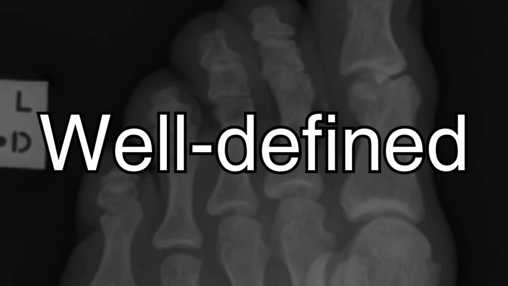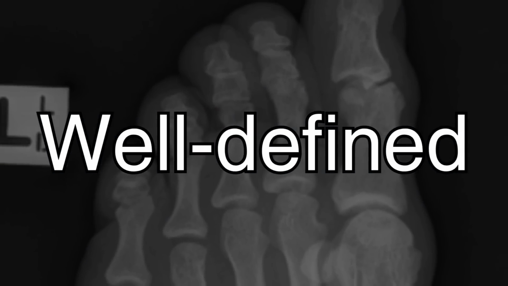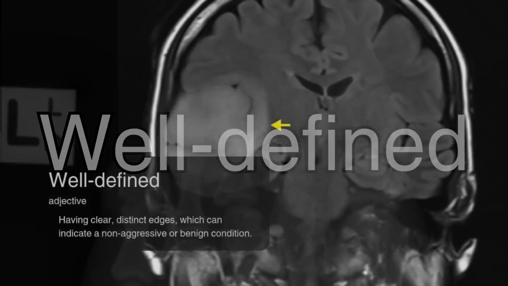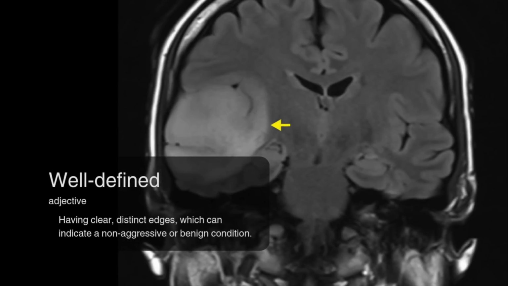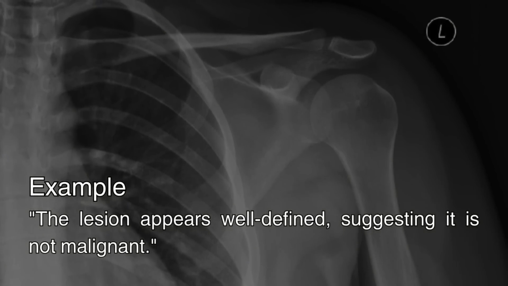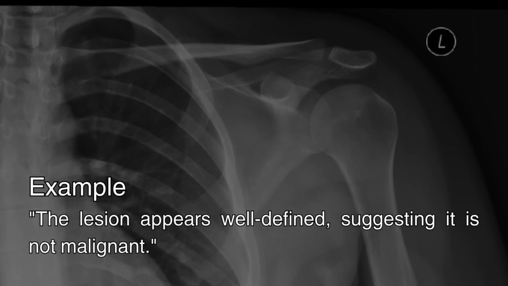Our final term for this lesson is well-defined. We can use this adjective term to describe when something is having a clear, distinct edge, which can indicate a non-aggressive or benign condition. The lesion appears well-defined, suggesting it is not malignant.